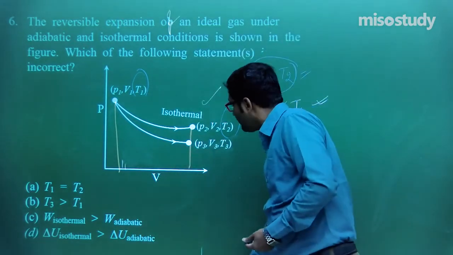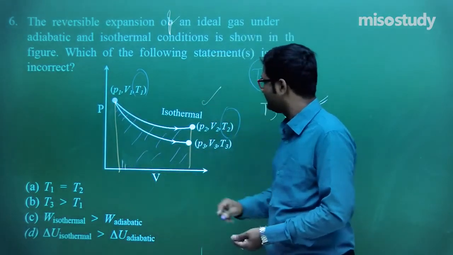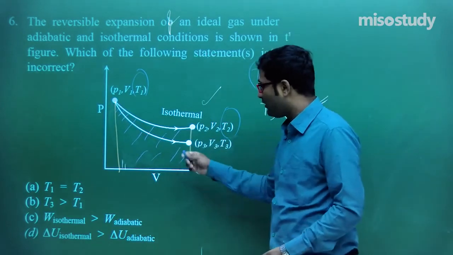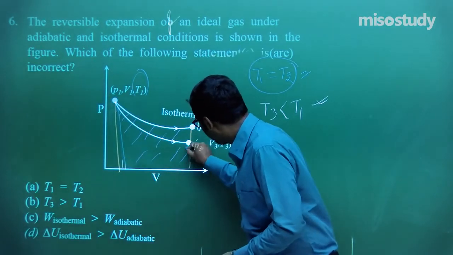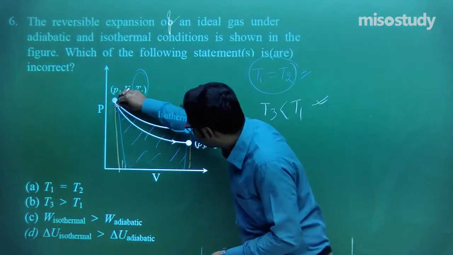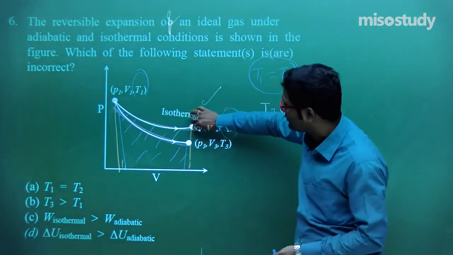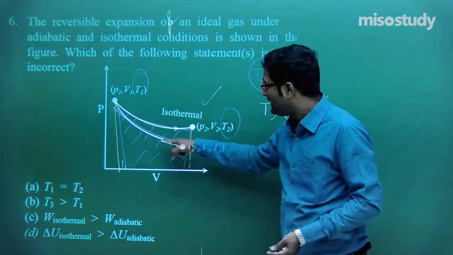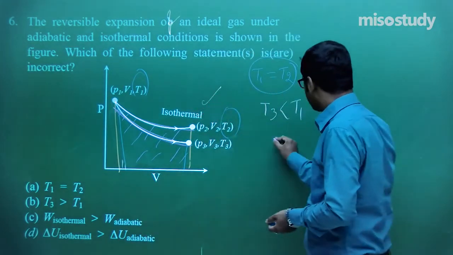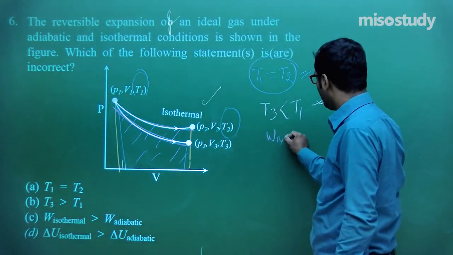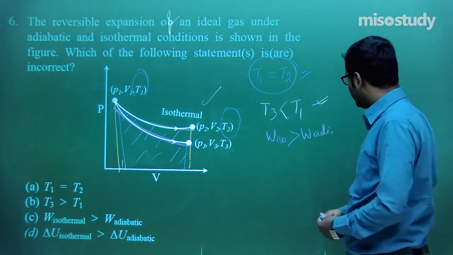Now this one is the work done for the isothermal process. Clear? This region will give you the work done. And if I take the graph for adiabatic, this is the region for the adiabatic process, and this one starts for isothermal. Then definitely by looking at this graph, the work done for isothermal is more in comparison to the work done in adiabatic. So the second one is: work done isothermal is greater than work done adiabatic. Clear to you? This is the next one.